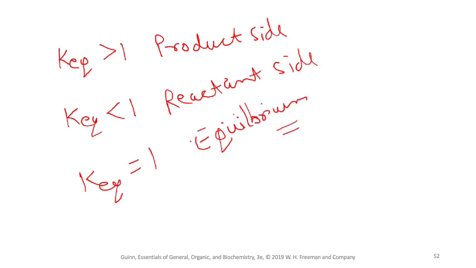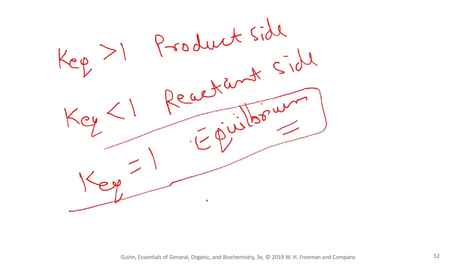That means the concentrations of the product and reactant sides are equal, right? So the reaction is not favoring any one side particularly, not favoring product or reactant. They have equal favoring on both sides, reactant as well as product. So this is important too, right? So make sure you know whether it's more than 1, less than 1, or exactly equal to 1.